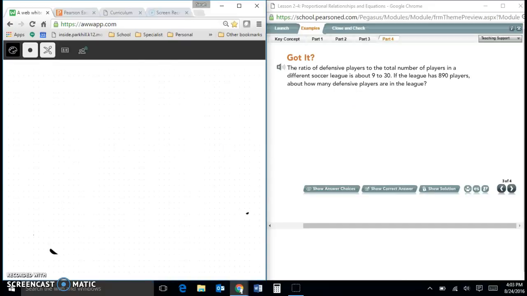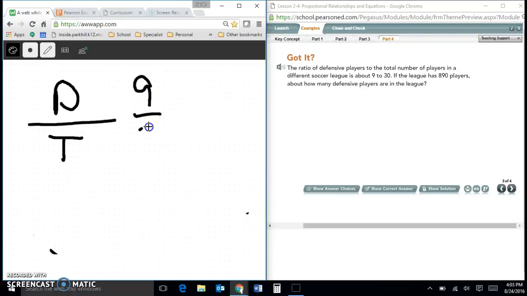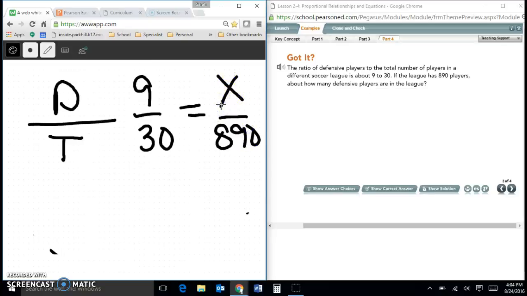So here we go. The ratio of defensive players to the total number of players in a different soccer league is 9 to 30. So I'm going to put defensive players to total players, and it's 9 over 30. If the league has 890 players, so that's total, how many defensive players are there? There's my X. Again, I don't know 30 times what is 890. I could probably figure that out, but let's just use our new cross multiplying because I have a feeling you guys will learn to love this.